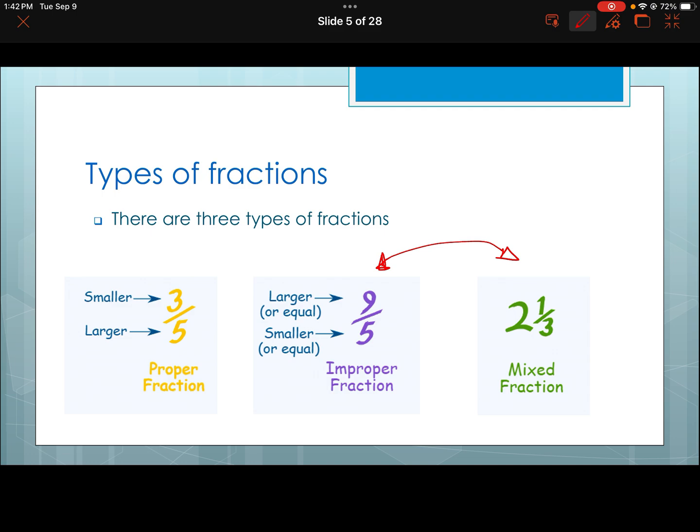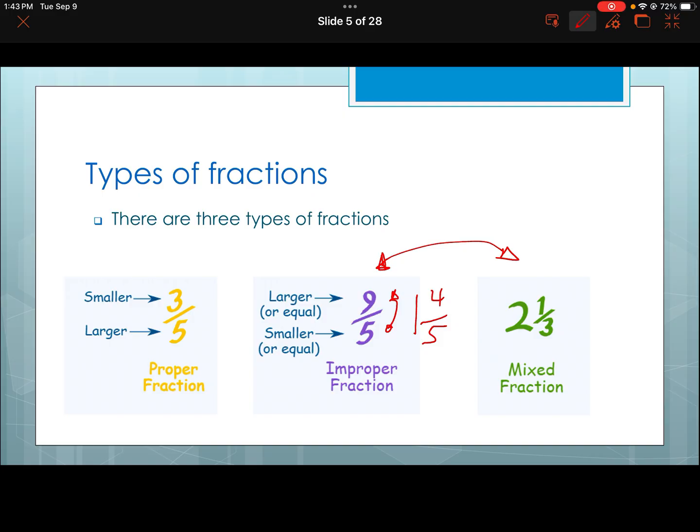Now, to go from improper into mixed, what we're looking at is how many 5s go into 9, right? How many of them exist? And so in our case would be 1. And then how many is left over? So 5, 10 would be too many, which is why we got 1. And then how do I get from 5 to 9 is 4 with 5 left over, right? What's nice here is the denominator stays the same. And then the reason we got 4 is because how do I get from 5 to 9, right?